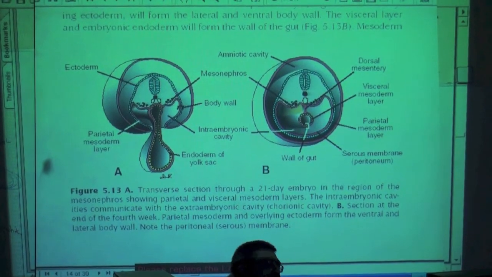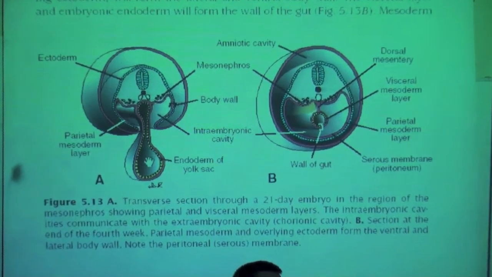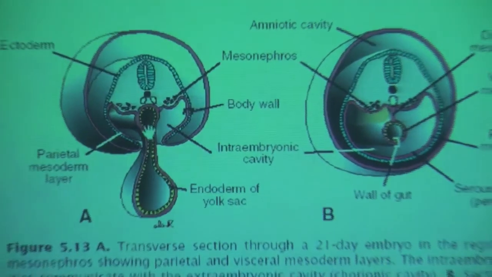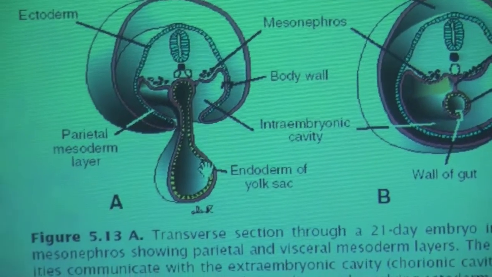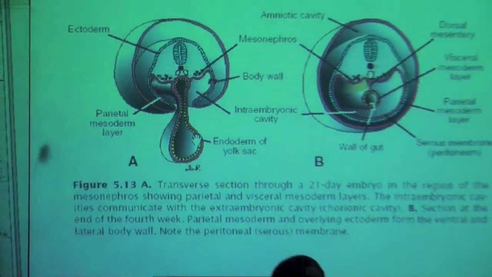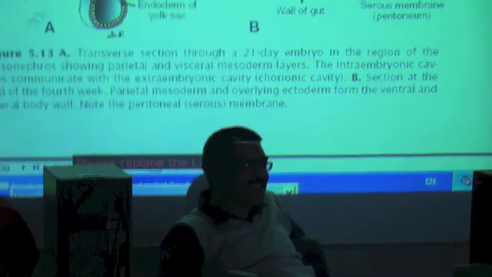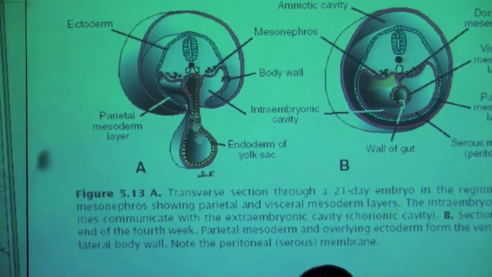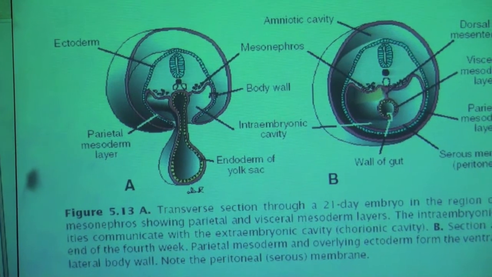When it is pushing the yolk sac, the yolk sac becomes a straight tube-like structure instead of a big cavity. It is compressed from both sides. So it becomes a tube, a long structure like a tube. You can see here, it becomes a long structure like a tube.